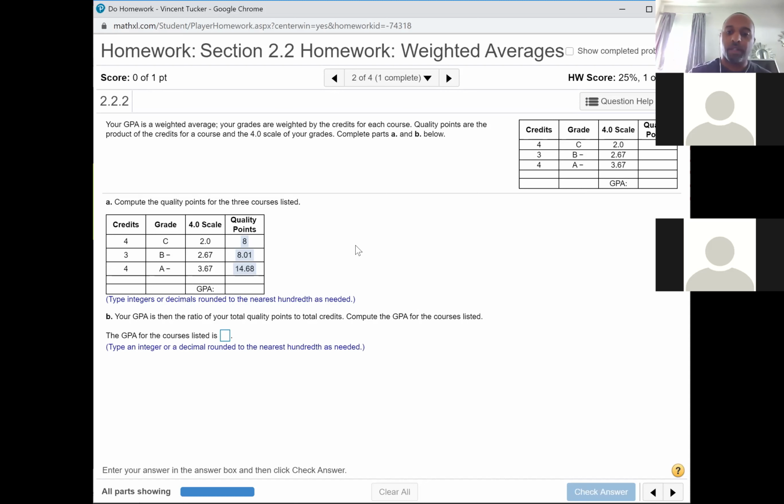All right, so now what we're going to do is what we did in the last one. Notice this one doesn't tell you exactly what to do because they feel like they told you in the last problem what you should be doing. We're going to add up our quality points. We're going to add up our credits and then divide with those numbers. So my quality points, we had 8 plus 8.01 plus 14.68.